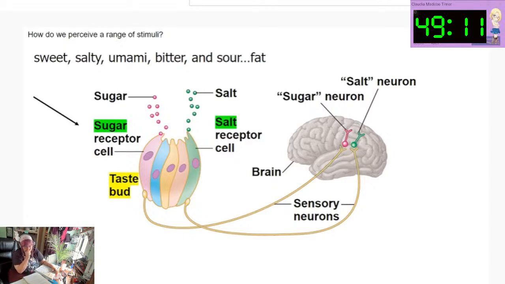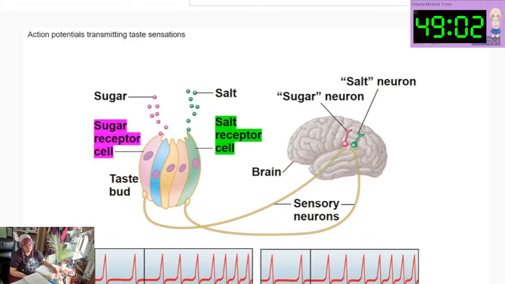And recently, lipid sensors have been identified on the tongue, which suggests that fat can be considered as the 6th taste, and so that'll be an interesting thing to learn more about as more research is done. So let's look at the taste bud again. We have thousands, like around 10,000 of which found on our tongue. And if we just focus on 2, the one for sugar and the one for salt, we can see that there's a sugar receptor cell that responds to sugars and a salt receptor cell that responds to salt. Sugar and salt are 2 different chemicals, 2 different ligands, so they bind to 2 different receptors.